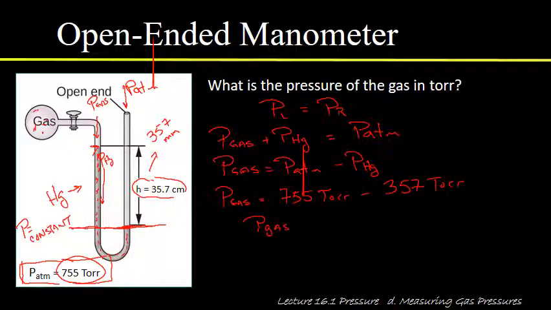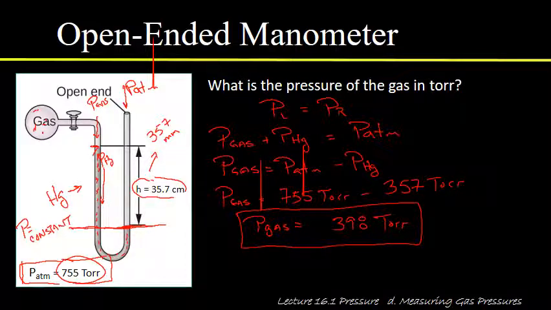So the pressure of the gas is just 755 torr minus 357 torr, which is 398 torr. Beautiful. We didn't have to memorize any equations. We just had to use a little bit of common sense and reason our way through it.